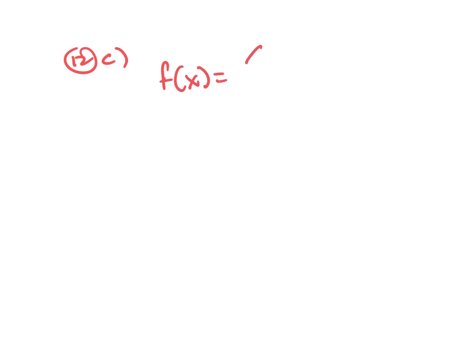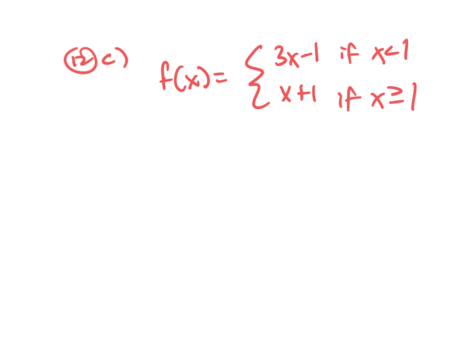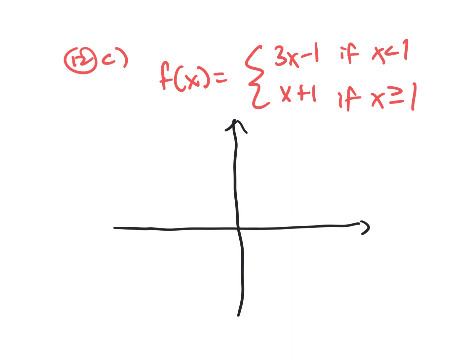f of x equals 3x minus 1 and x plus 1. And this is if x is less than 1, and this is if x is greater than or equal to 1. Okay, so the good news is you're just graphing lines. 3x minus 1 is a line, and x plus 1 is a line. And so the key, Riley, is that always start with the restriction, even if it's not included there. So what I mean by that is when I graph 3x minus 1, the first thing I'm going to do is plug in this restriction of 1, even though it doesn't have an equal to there.